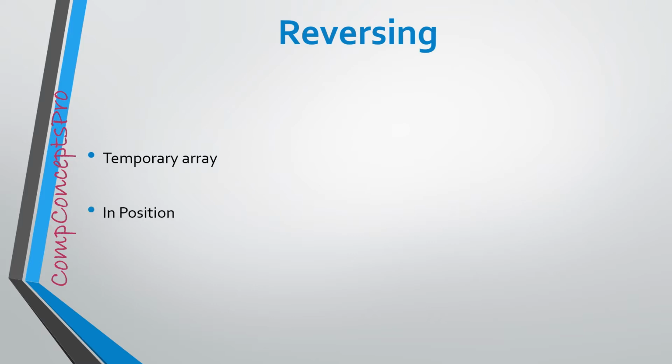The second way of doing this is to reverse the elements of the array in position, which means we will not make use of any other array, but we will reverse the contents of the array by swapping the elements. We will see both these methods with the help of an example.